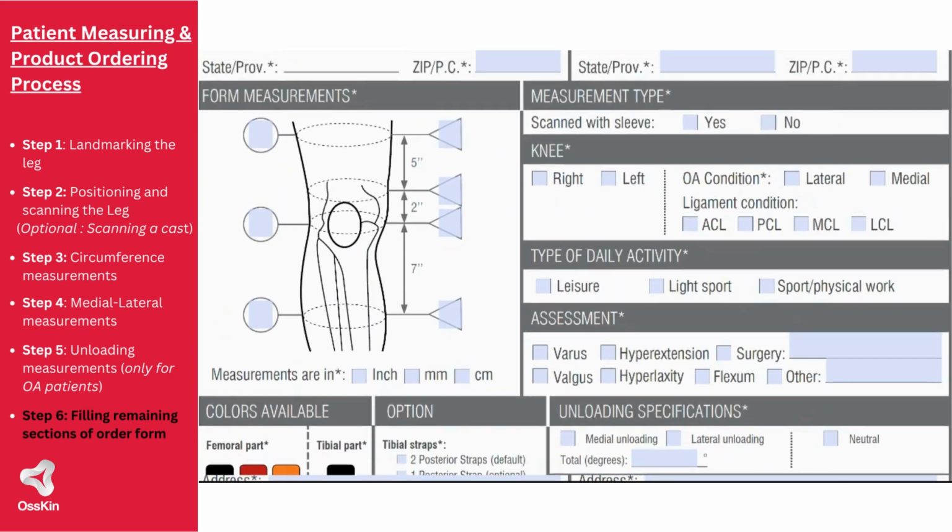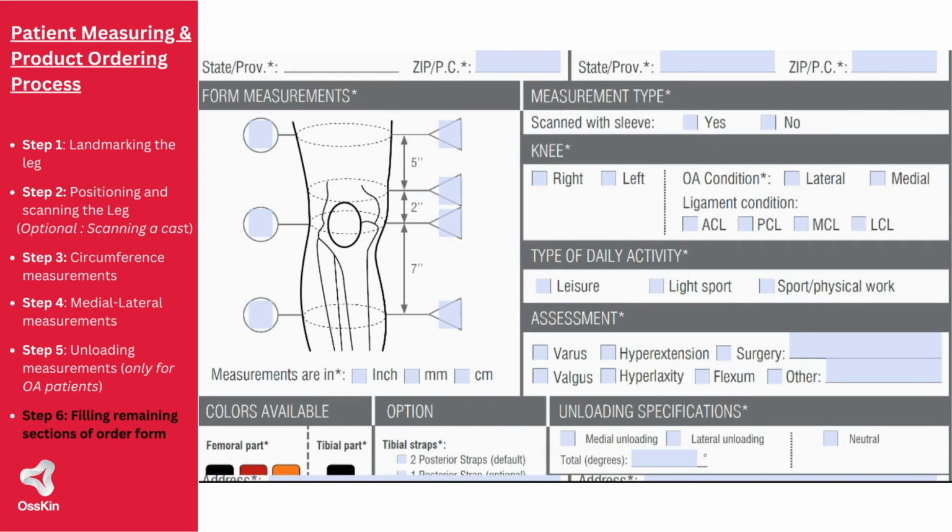Your measurements are entered here in the four measurements. So again, the 4 mLs and the 3 circumferences. At that point, when we did the scan, you notice that we asked you to scan the patient with a sleeve. So ideally, you would always want to tick off yes, scanning the patient with a compressive sleeve.